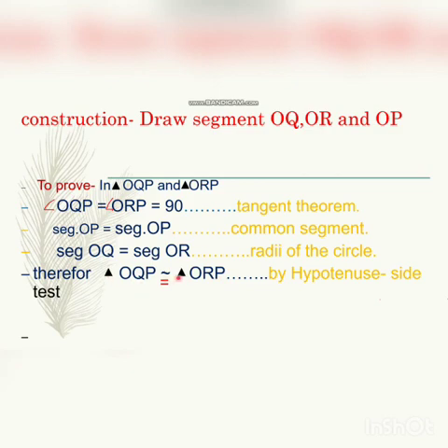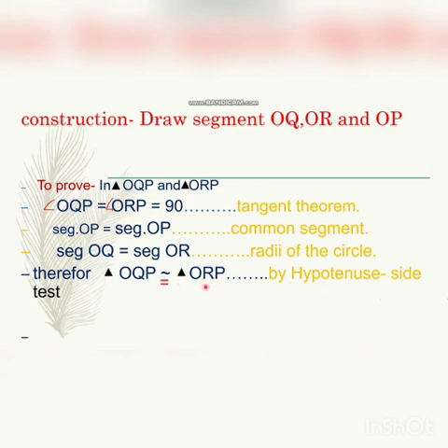Triangle OQP congruent to triangle ORP by hypotenuse side test, the HL test. We show both triangles are congruent by the reason hypotenuse side test.